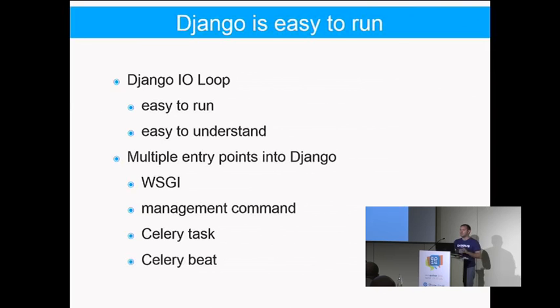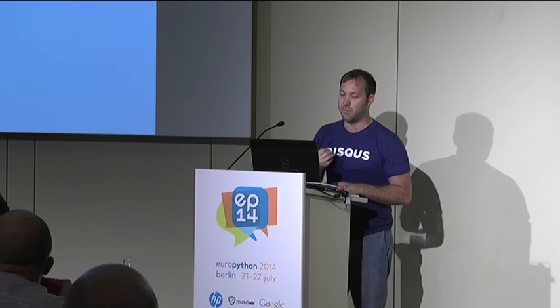So it's great because those things handle the I/O loop, and WSGI just has to respond to a dictionary of specific information. With management commands, you're in control of the I/O loop there. Celery tasks and Celery Beat are the same. They're just listening on queues to respond to information. So it's really great because each of these is a message passing interface at the end of the day. They either generate or respond to messages.